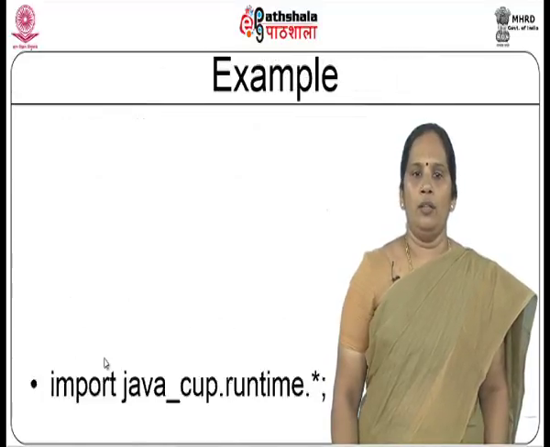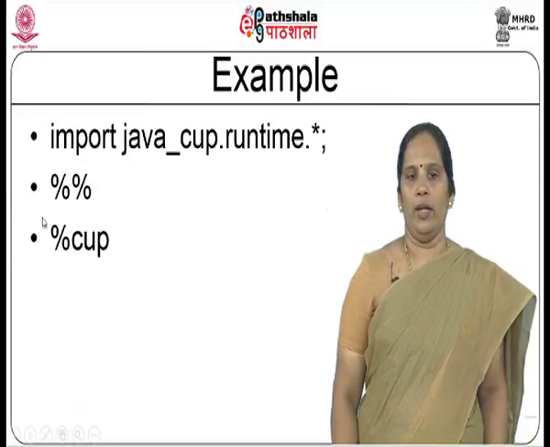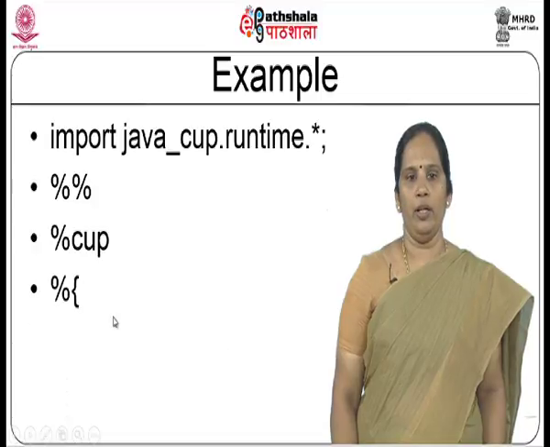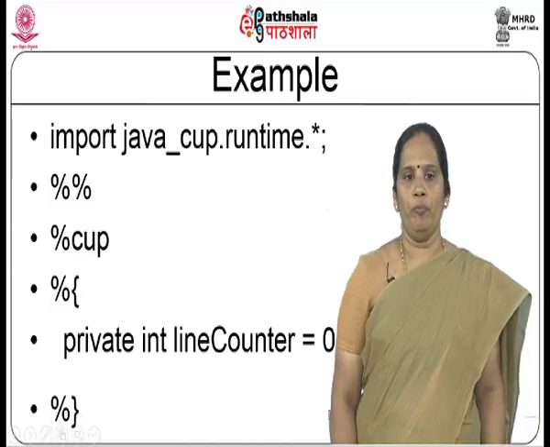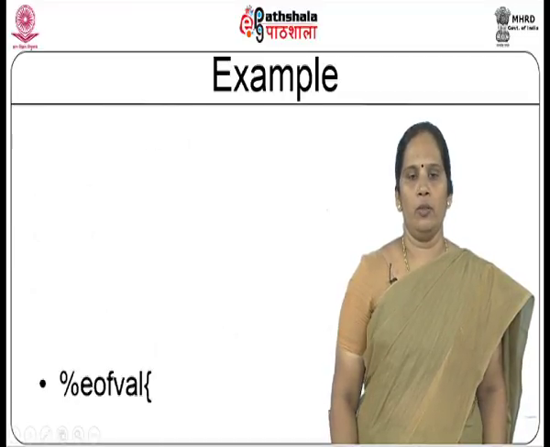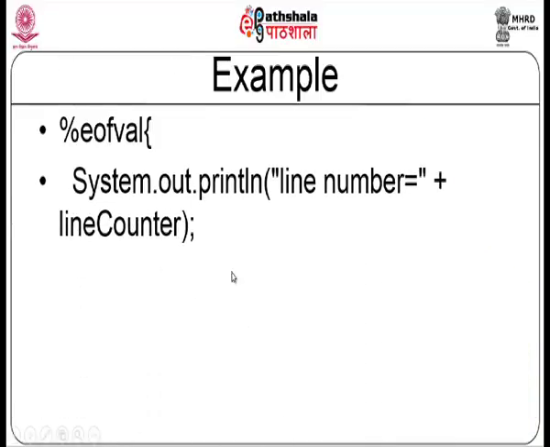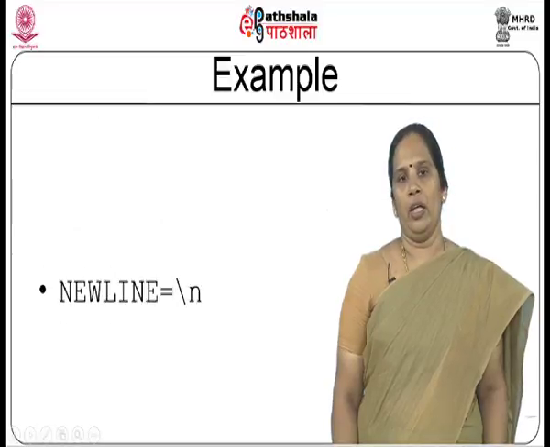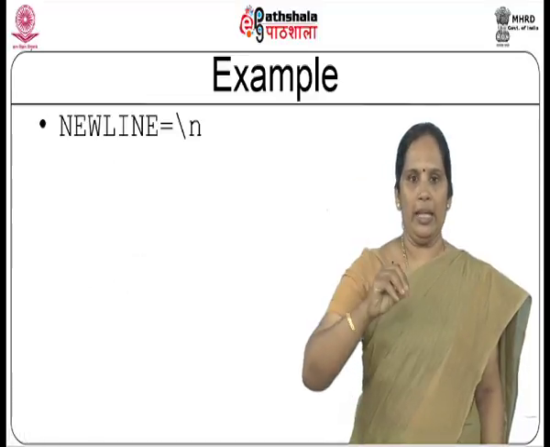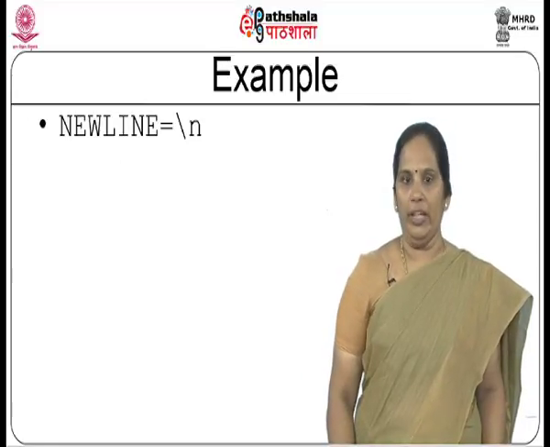Let us take this example here: import java_cup.runtime, which has a double percentage and then percentage cup here, and then the next section where I am initializing a counter variable to 0 and then closing it here. Then percentage end of value, system dot, this is my Java code here, line number is equal to plus line counter, return new symbol, symbol dot EOF, end of file. So the same example we talked about in C is applicable here also. The only thing is that the way in which you write it is going to be different.